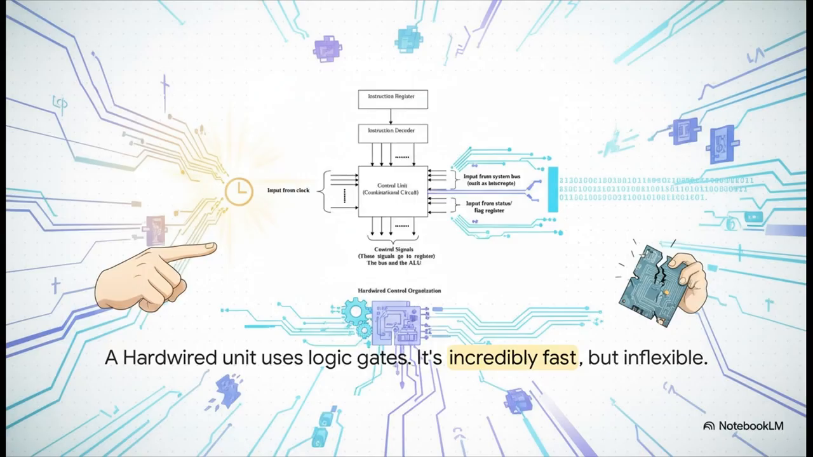An instruction comes in, it zips through a fixed maze of logic gates and decoders, and boom, a control signal pops out the other side. Because it's all physical hardware, it is incredibly, ridiculously fast. But what's the catch? If you ever want to add a new type of instruction, you have to redesign the entire chip from scratch. It's blazingly fast, but totally inflexible. It's a specialist tool built for one job.